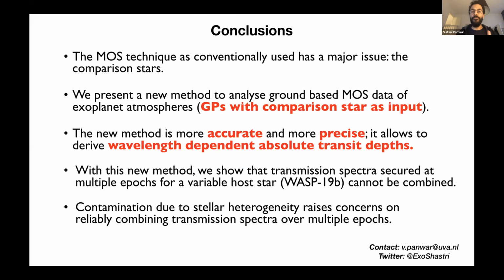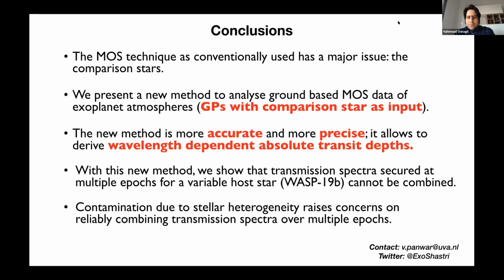So I'll leave you with my conclusion. Essentially, we have developed a new method to analyze the ground-based MOS data, which provides more accurate and precise estimates of wavelength-dependent transit depths. And it really raises concerns on how reliably we can combine transmission spectra observed over multiple epochs. Thank you.